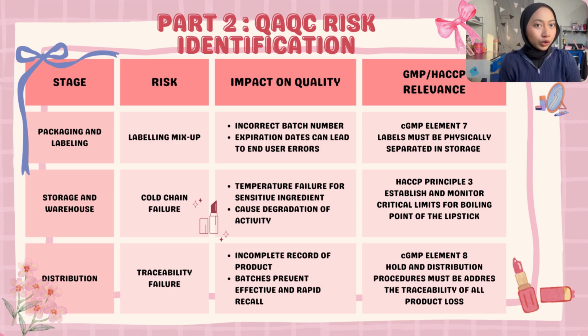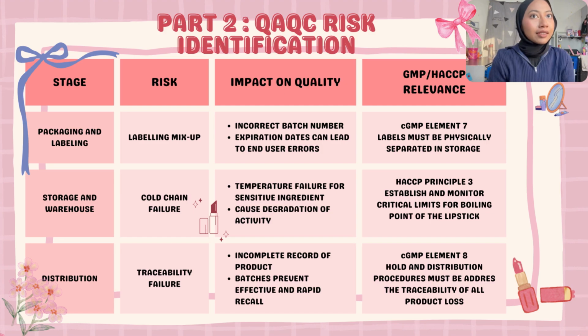I will explain part 2, which is the QA/QC risk identification. This section focuses on identifying the possible risks during production and also the distribution process, the impact on the product quality, and the relevant GMP and HACCP principles. The first stage is packaging and labeling, where the risk is label mix-up. This can cause incorrect batch number or expiry date, which may mislead the end user and affect product safety. According to CGMP Element 7, labels must be physically separated during storage to prevent mix-up.